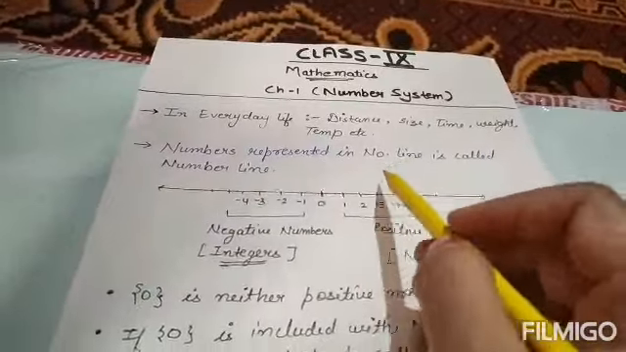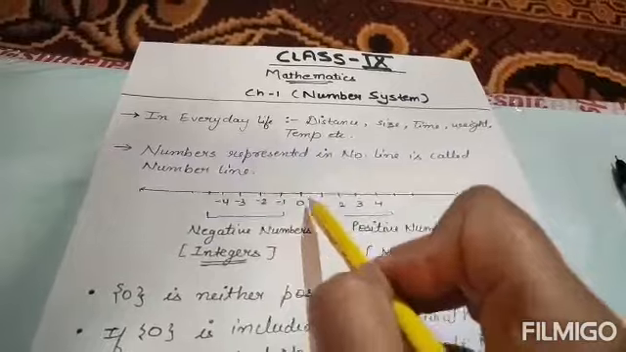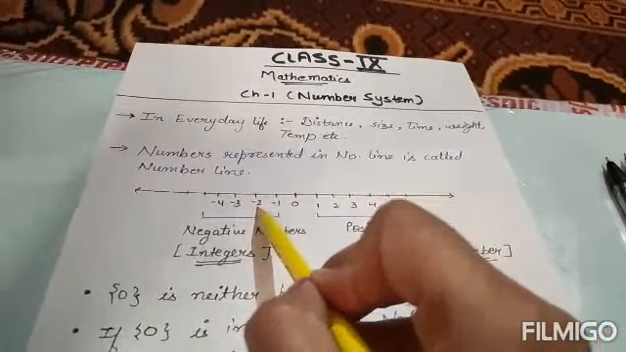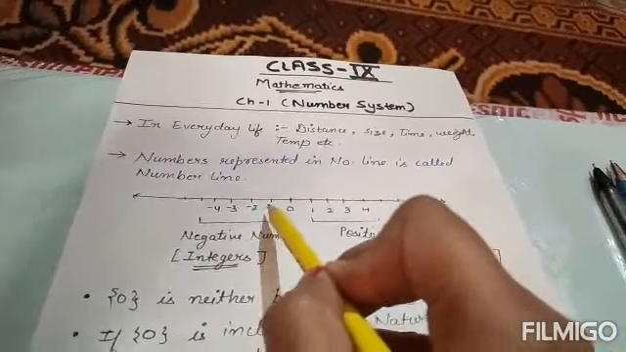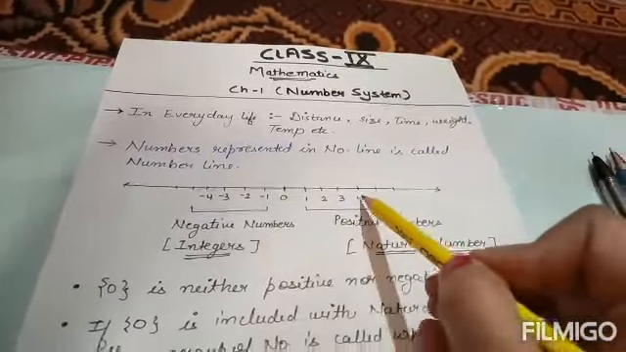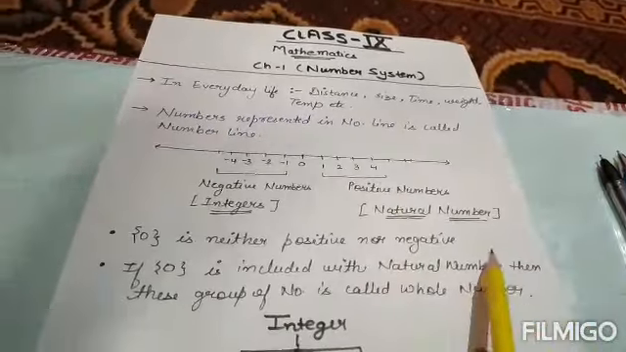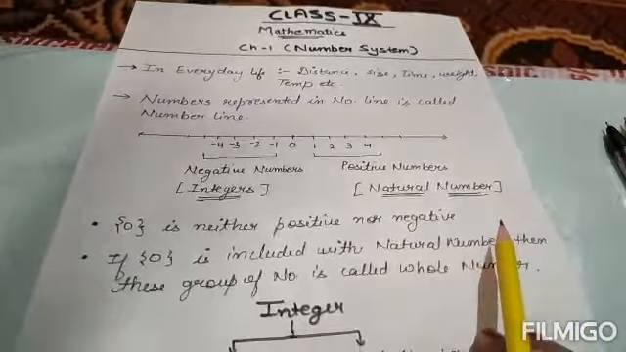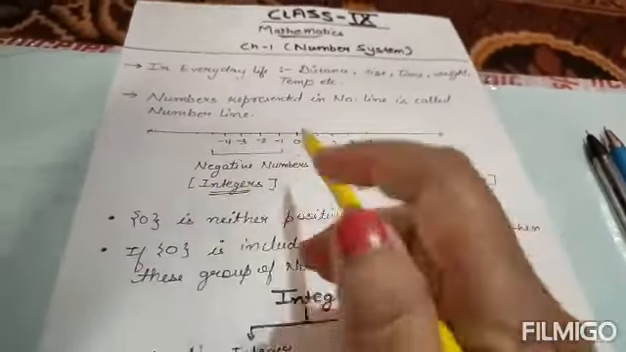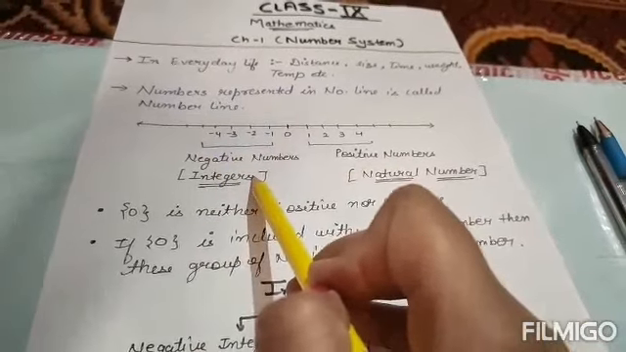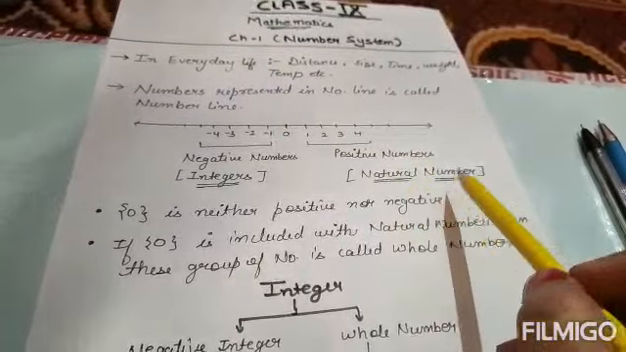As you can see, I have already drawn a number line, which includes 0, -1, -2, -3, -4. These are all negative numbers on the left hand side, and all positive numbers on the right hand side, which include 1, 2, 3, 4. As you know from your previous knowledge, the negative numbers are called integers. And all the positive numbers on the right hand side are called natural numbers.